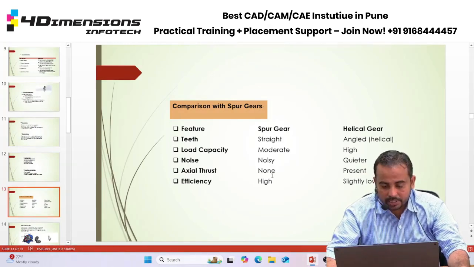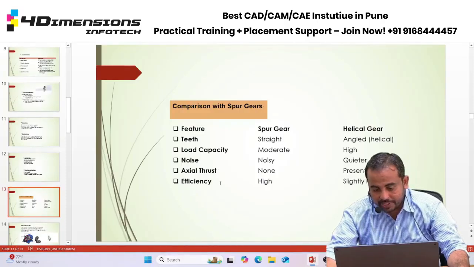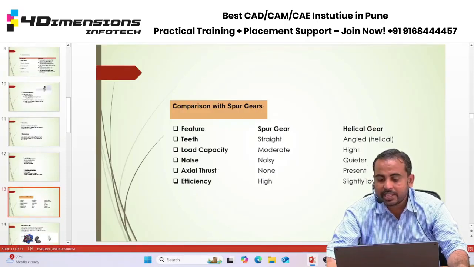Next point is axial thrust. Spur gear has no axial thrust here, none. But in helical gear, it is a kind of disadvantage. It has axial thrust also. So special kinds of bearings are required here. We have seen in earlier points that special kinds of bearings are required for such axial thrust. Now talking about efficiency, spur gear has high efficiency as compared to helical gear. It is lower on the helical side.